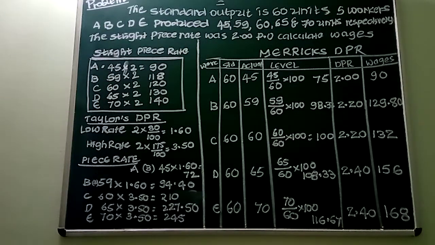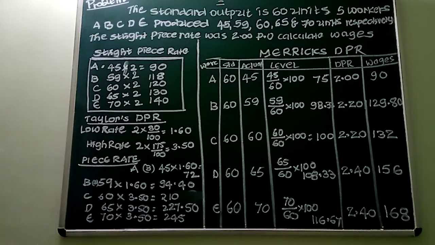Before going to the actual solution of this problem, I would like to explain how to calculate the wages under 3 different methods. Under straight piece rate, wages is equal to number of units produced and rate per unit.